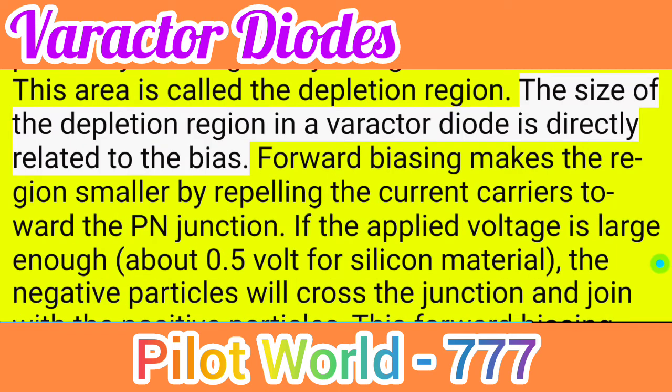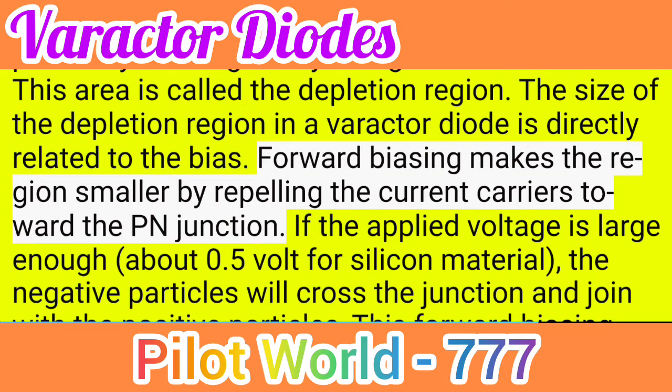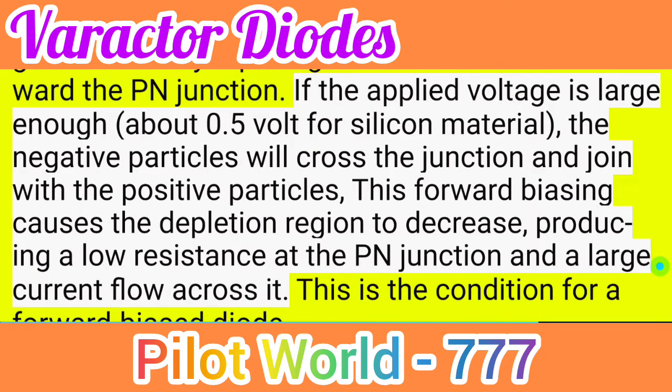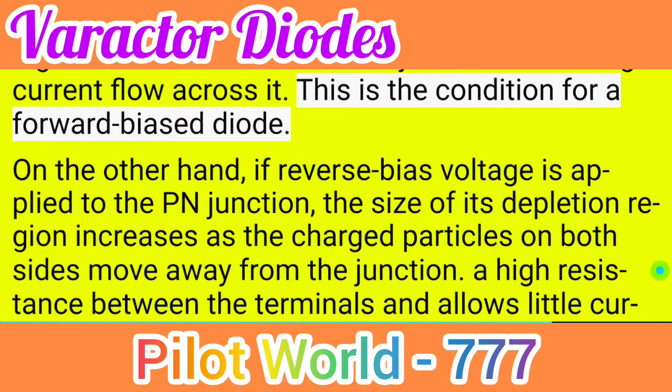The size of the depletion region in a varactor diode is directly related to the bias. Forward biasing makes the region smaller by repelling the current carriers toward the PN junction. If the applied voltage is large enough, about 0.5 volt for silicon material, the negative particles will cross the junction and join with the positive particles. This forward biasing causes the depletion region to decrease, producing a low resistance at the PN junction and a large current flow across it. This is the condition for a forward biased diode.